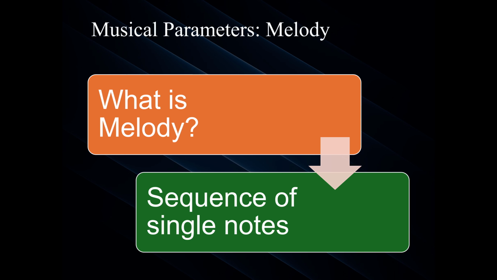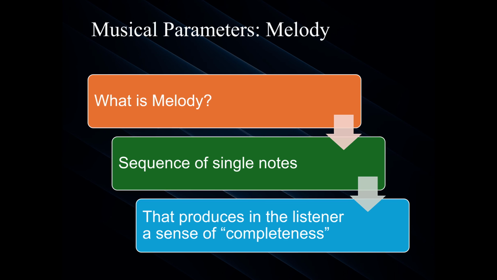So that works for our definition where it's something sung. It also works for our definition where it's something that can be played on a flute, or it could even be played on an instrument that has the possibility of playing harmonies. When we're thinking about a line that is a sequence of single notes, that could be a melody. The reason I say it could be is that not all sequences of single notes are melodies. Sequences of single notes are melodies because they produce in the listener a sense of completeness.